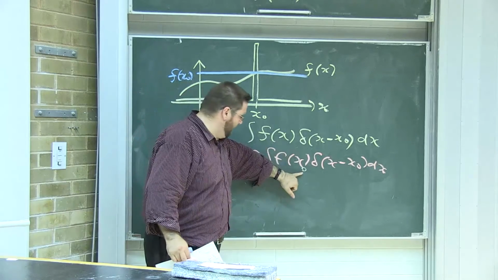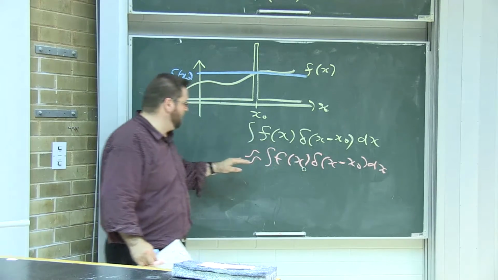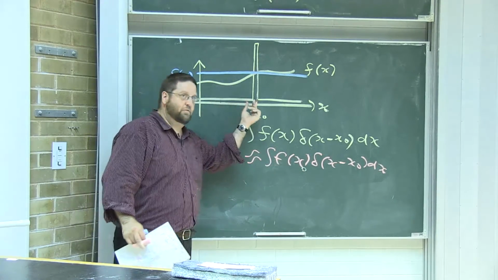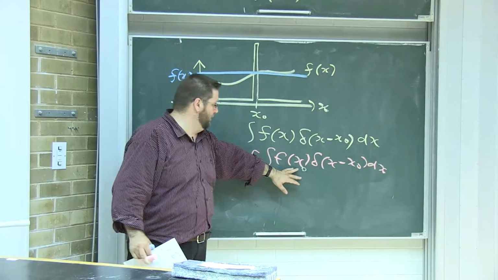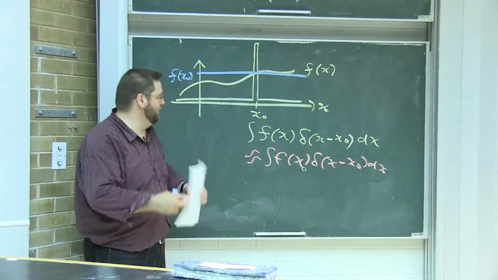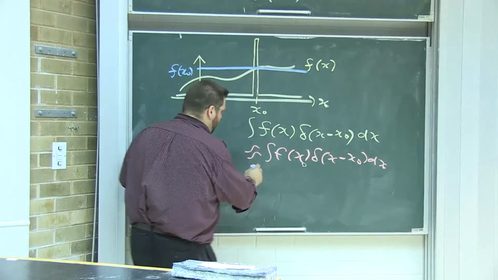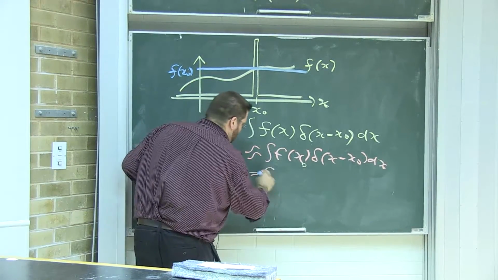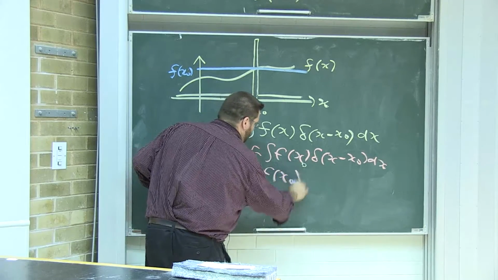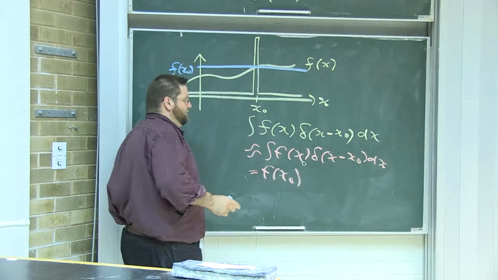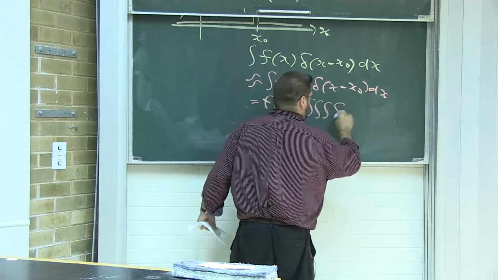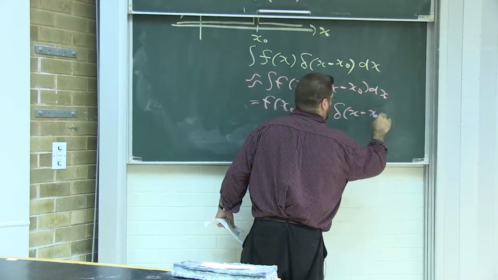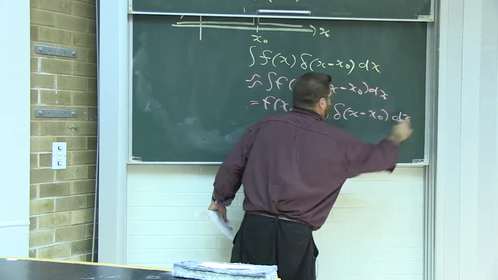So I've written this as an approximation, but if the Dirac delta is infinitely skinny and f of x is well behaved in the sense described earlier, then this is actually an equality. f of x0 is now a constant, so we can pull it outside the front of the integral. What integral is left? It's the following object.